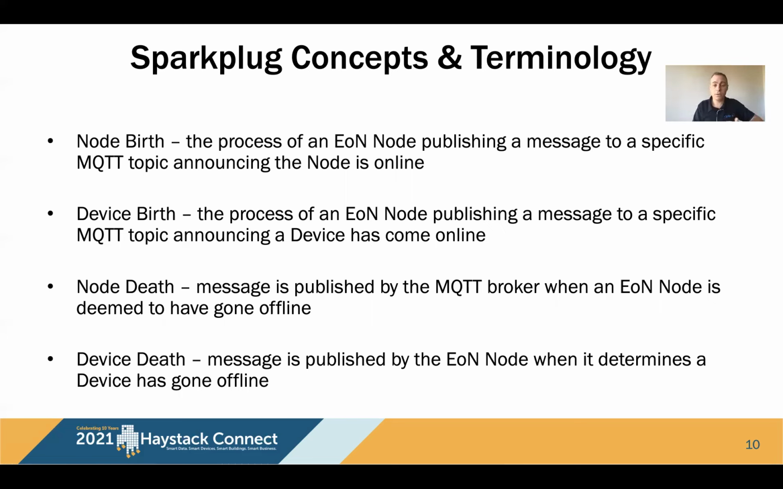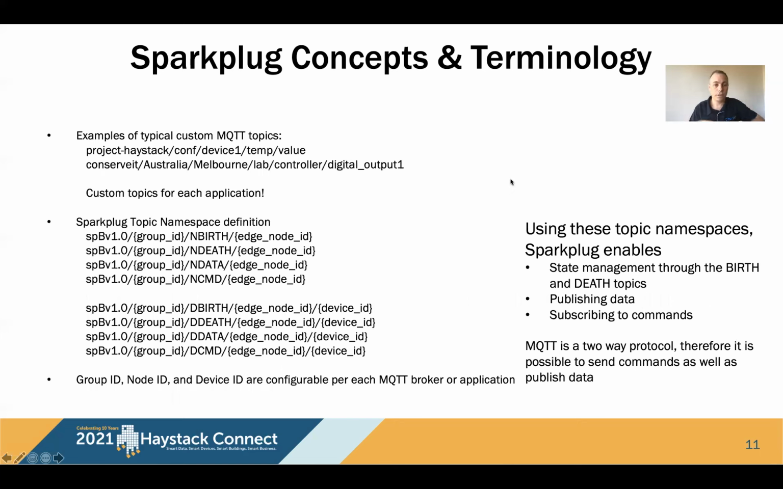Likewise, we have the device birth. So when a device comes online, it notifies its local node. The node publishes a message to a device birth topic, and then the system knows that a device has come online. Conversely, we also have the idea of a node dying or going offline, and we also have this idea of a device dying and going offline. And all of these mechanisms are handled using standard, well-defined MQTT topics that are documented in the Sparkplug specification. So what are these topics? Let's just quickly look at our Sparkplug topics.